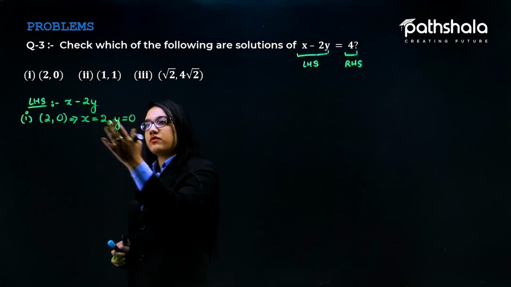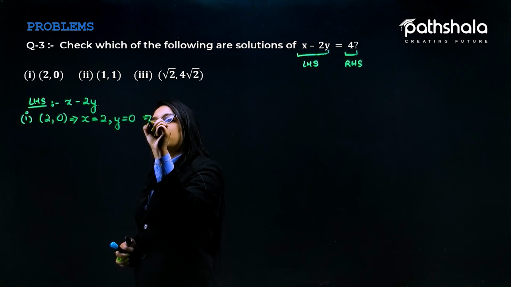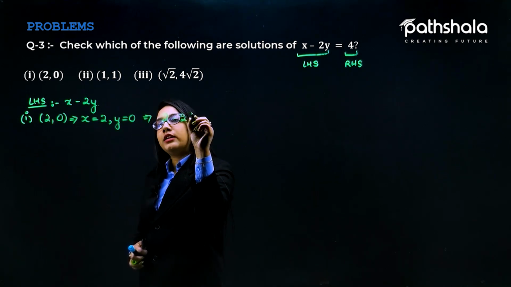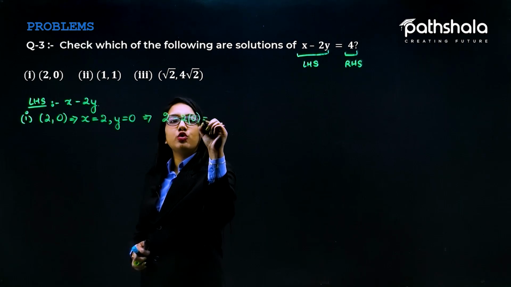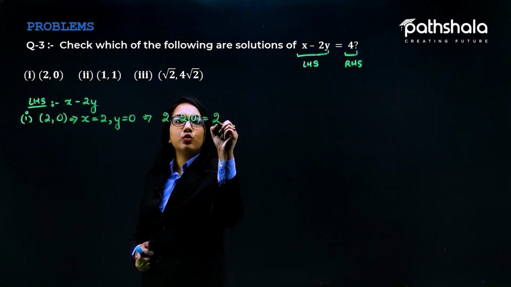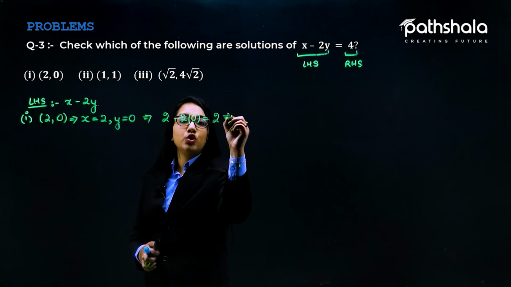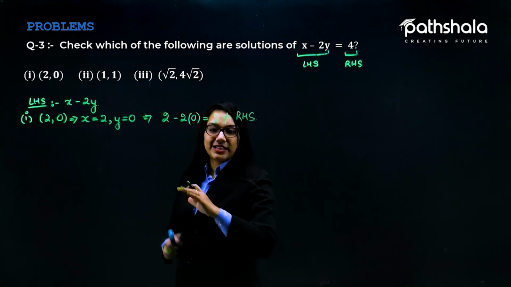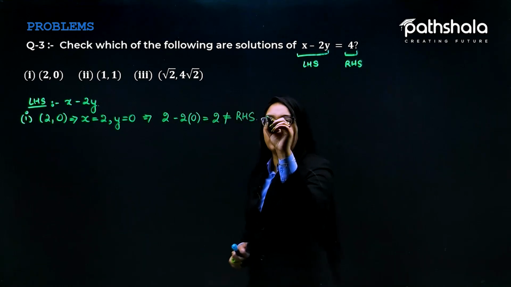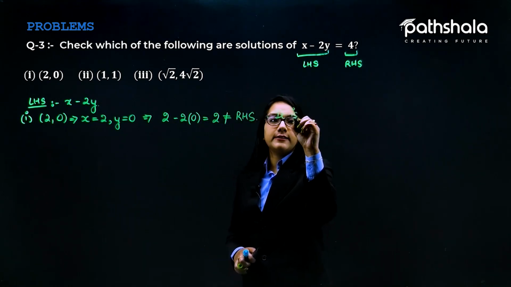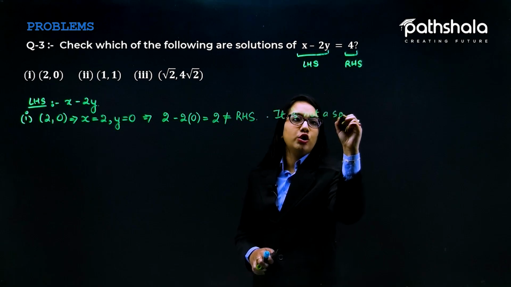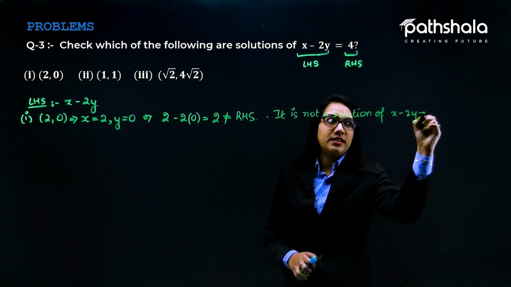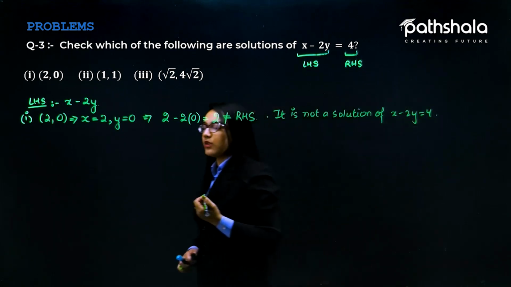Let's substitute these values. If we substitute x as 2, it will be 2 minus 2 into y, which is 0. So 2 minus 2 into 0 is nothing but 2. So definitely it is not equal to the RHS. It means this is not a solution of x minus 2y is equal to 4, because it is not satisfying the equation at all.